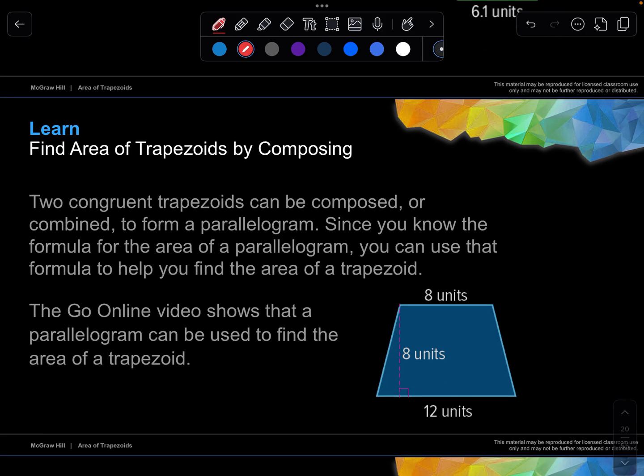Now we're going to find the area by composing. So far we did it by decomposing. We know two congruent trapezoids can be composed or combined to form a parallelogram. And we know the formula for area of a parallelogram, so we can use that.